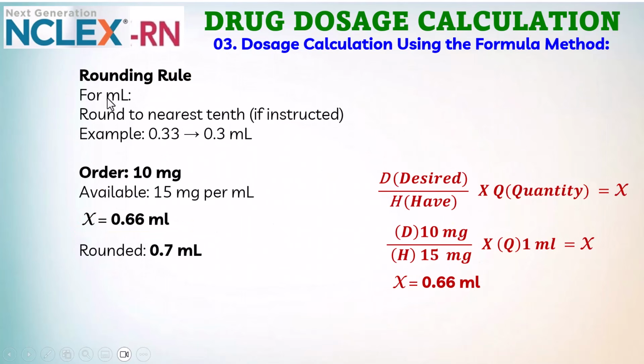Let's go to the rounding rule. For milliliters, round to the nearest tenth if instructed. For example, 0.33 you can round to 0.3 milliliter. So let's do another example. Order is 10 milligram and available is 15 milligram per milliliter. So desired is 10 divided by having is 15 milligram into 1 equals 0.66 milliliter. So when you round it to the nearest tenth, it will be 0.7 milliliter. So be careful with rounding in practice.